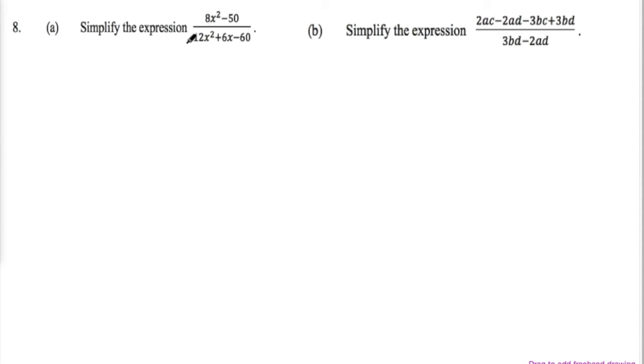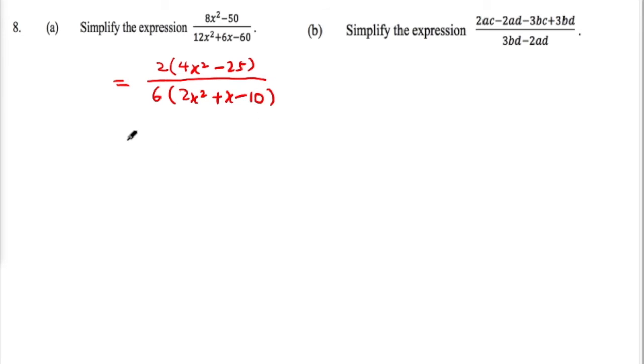In question 8a, we must simplify an algebraic fraction. Before we simplify, we must first take out the common factor, which in this case is 2 bracket 4x squared minus 25. Similarly, we have a common factor of 6. We take it out and we have 2x squared plus x minus 10 in the denominator. Now we can cancel out the common factor, giving us 3 in the denominator.